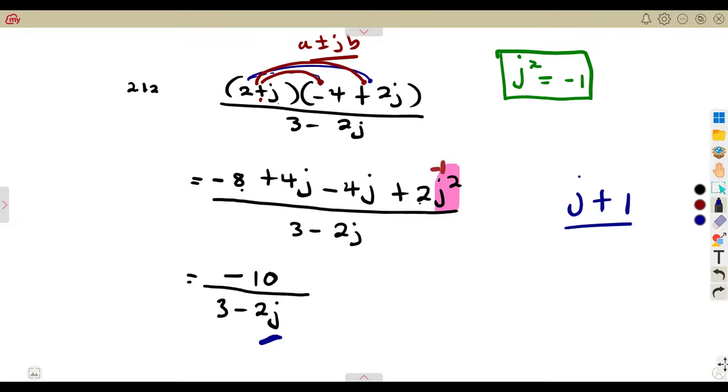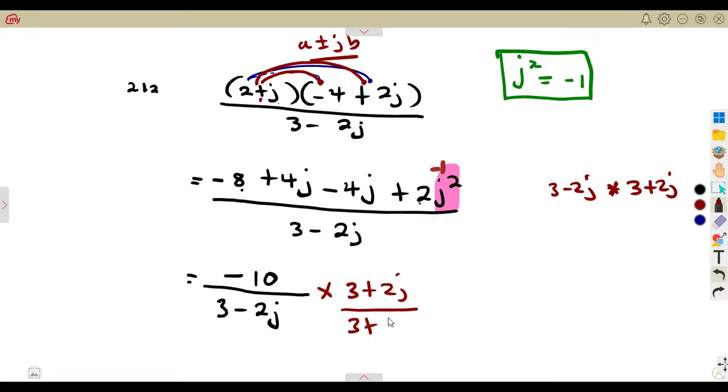So how can we get rid of that, since we are not allowed to have a J in the denominator? We have the imaginary term, so we are going to use the complex conjugate. 3 minus 2J, its complex conjugate is going to be given as what? 3, you introduce a negative on the imaginary term. That will be a positive 2J. So you multiply both the numerator and the denominator by that complex conjugate.